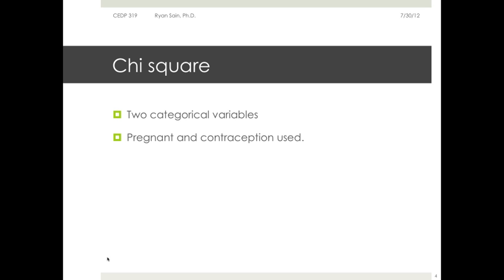And we're going to look at some fun here, pregnant and contraception. So are you pregnant, and did you use contraception? So we have two variables there that each have two levels each, right? Pregnant, yes and no. Contraception, yes and no.